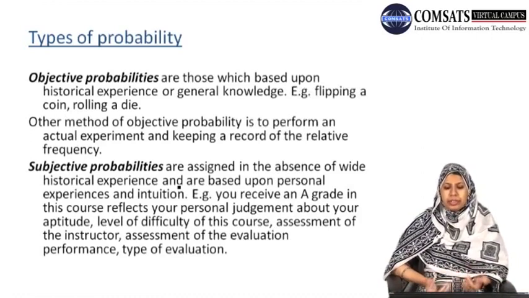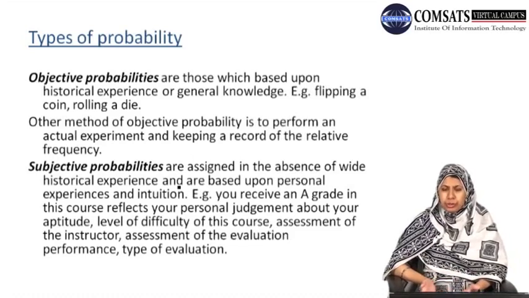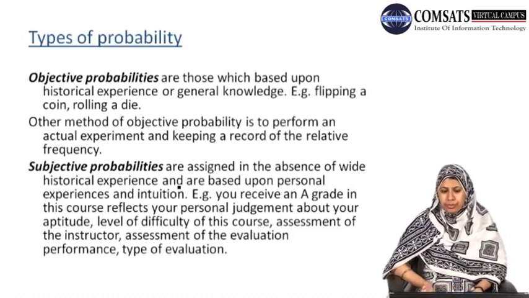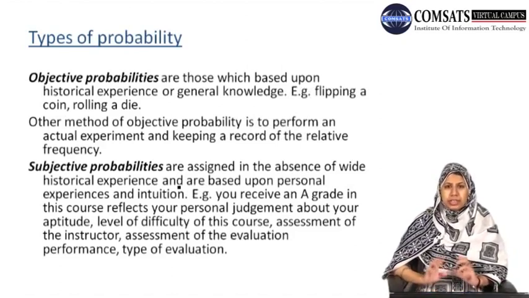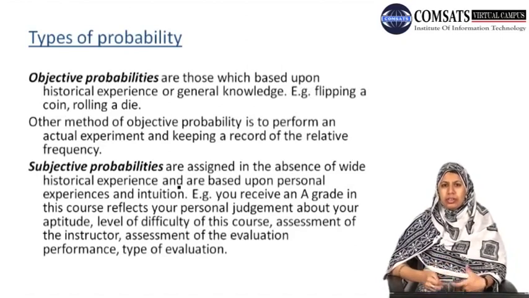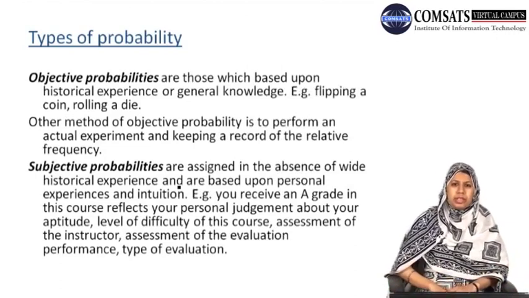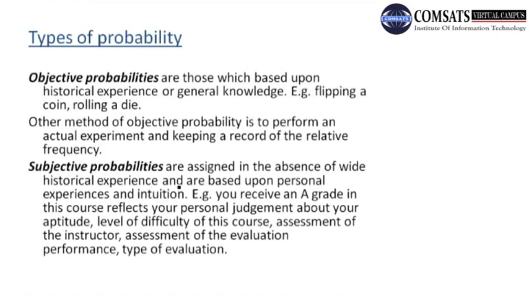How? It reflects your personal judgment about your aptitude towards this course, the level of difficulty of this course, the assessment of the instructor, the assessment of the evaluation performance, and the type of evaluation. Keeping all these facts in mind, you decide that you will receive an A grade in this course. So these types of probabilities are known as subjective probabilities.